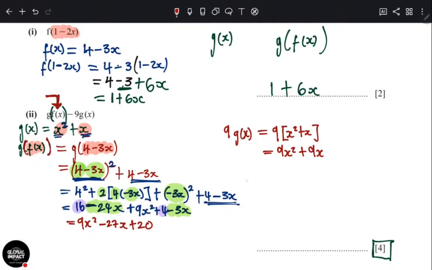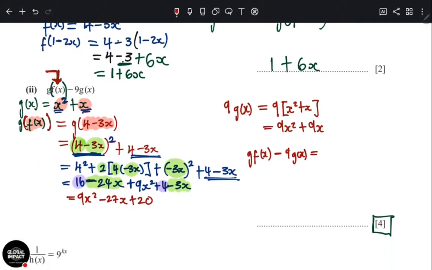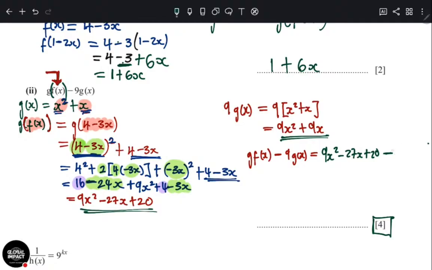Yes. So now I want you to say g f of x minus 9g of x is going to be equal to, what is your g f of x? You found it to be this one. It is 9x squared minus 27x plus 20. Then we now say minus, because there is a minus this 9 by g of x. You put a bracket, you put this whole thing, which is 9x squared plus 9x. This whole thing is subtracting. Say minus 9x squared plus 9x.